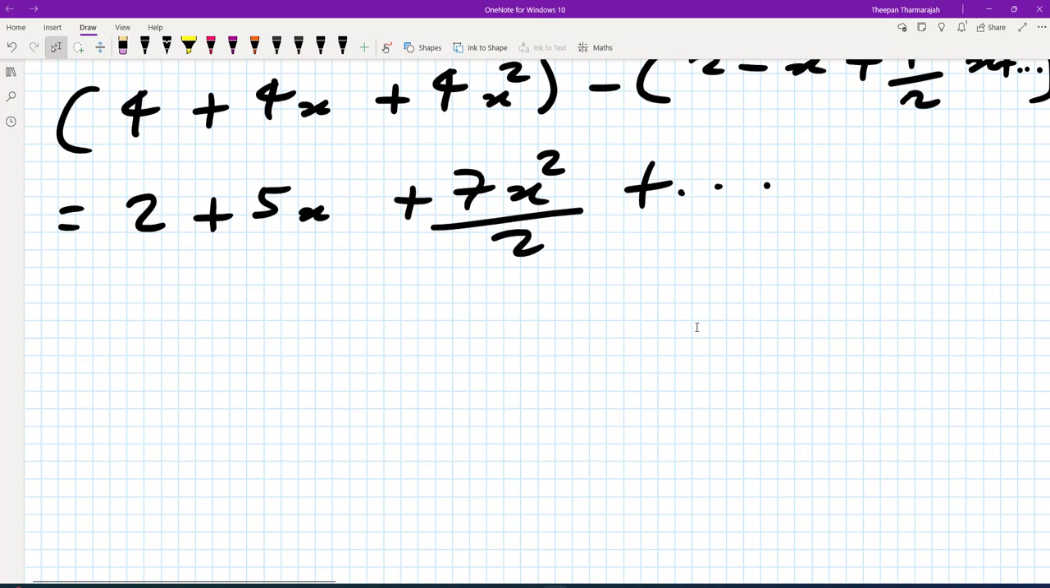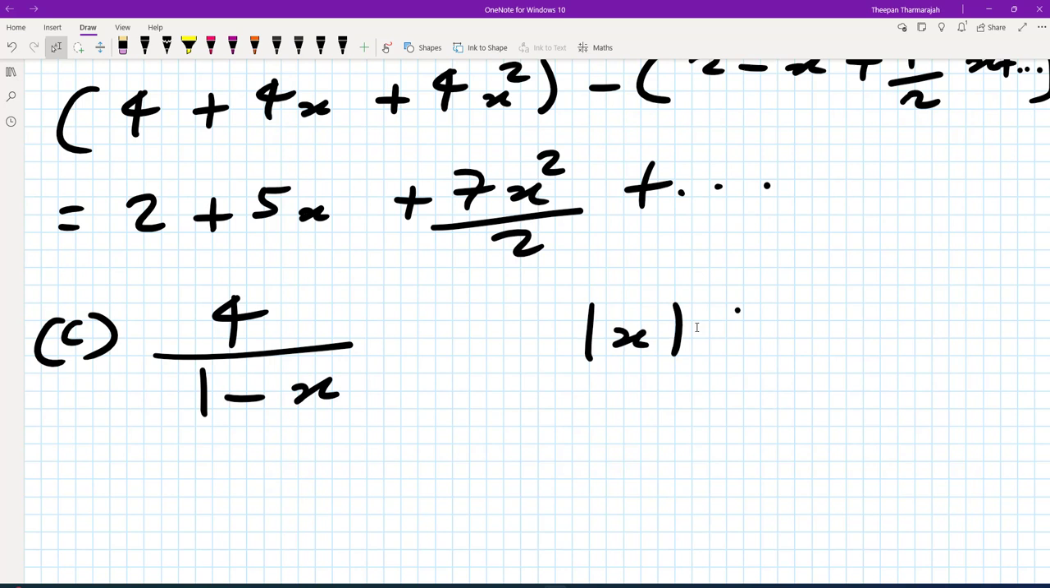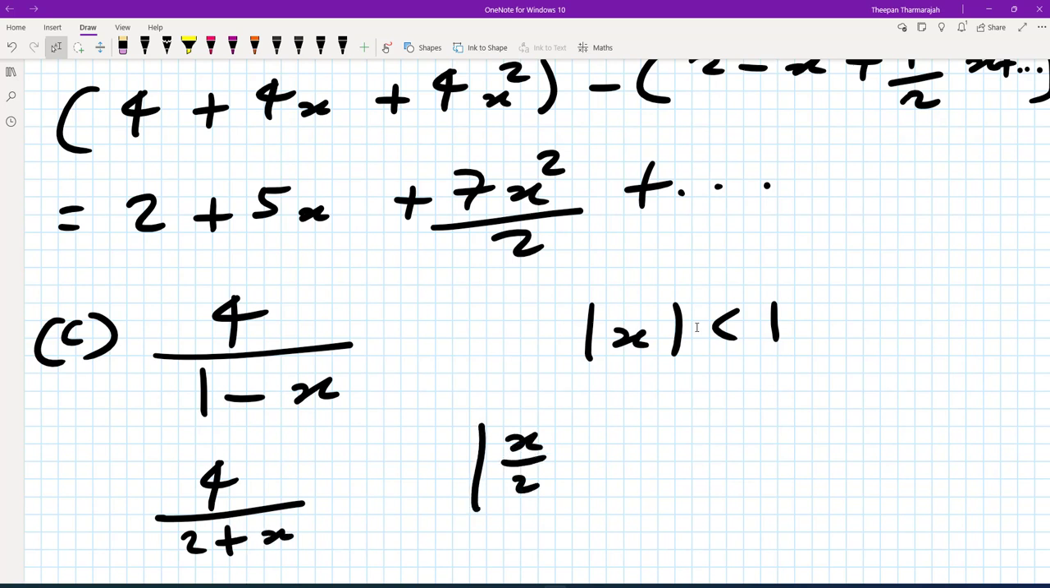So, like the last one, we want to find what the series expansion is valid for. So 4 over 1 minus x, that's going to be mod x is less than 1. 4 over 2 plus x, don't forget we say mod x over 2 is less than 1. So it means mod x is less than 2. Don't forget x over 2 comes from rewriting 2 plus x.